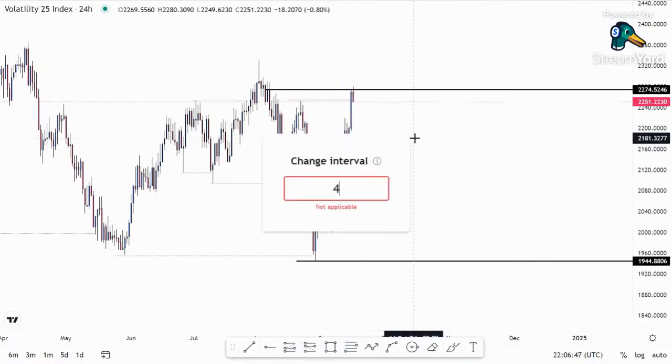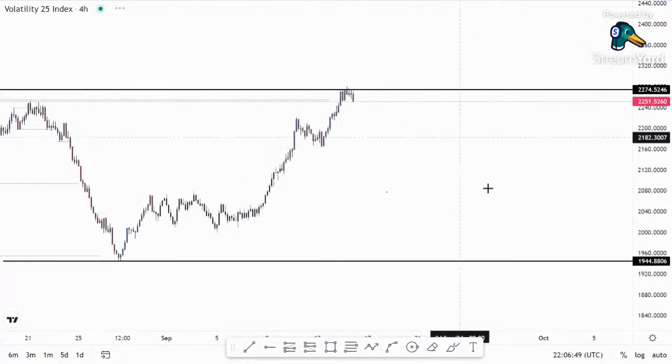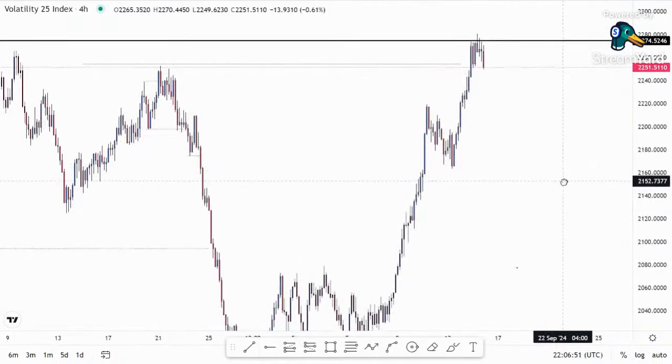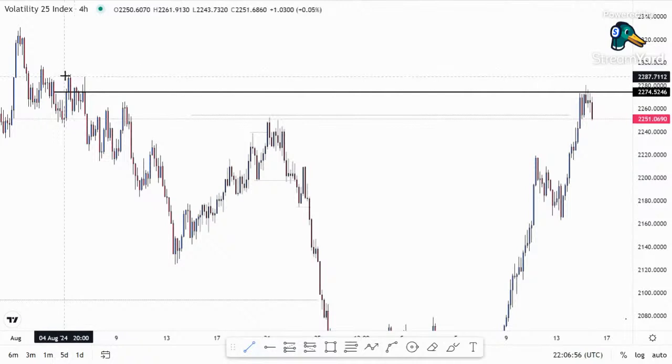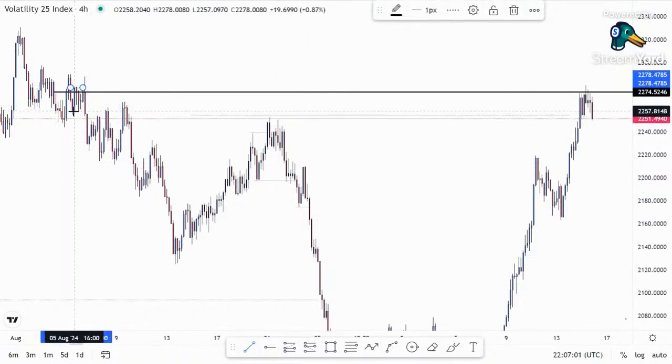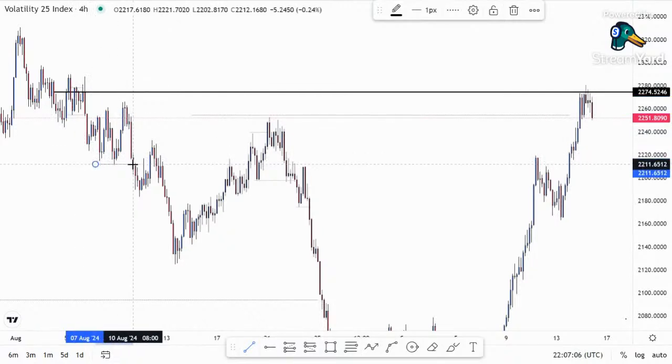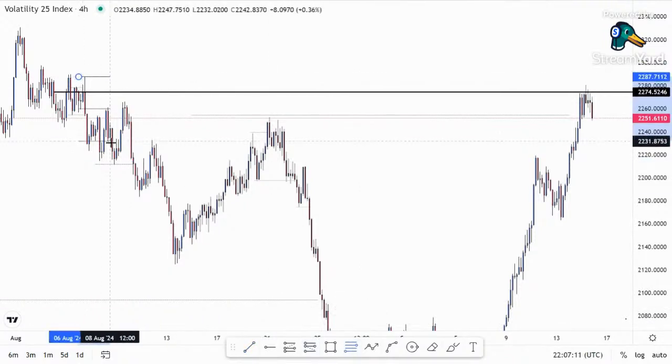So you can go to your 4 hour, see the change of character to the downside, then start looking for sells. Same thing: we saw a sweep of the high, a break of structure to the downside, a second break of structure. Did it give a 50% retracement? Let's check. This first one took it out. So this is the POI that was supposed to enter, did not enter, and gave a false sell.